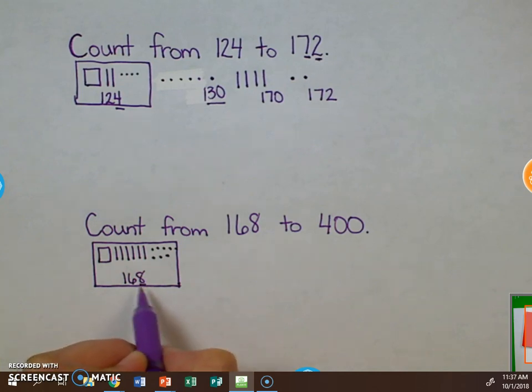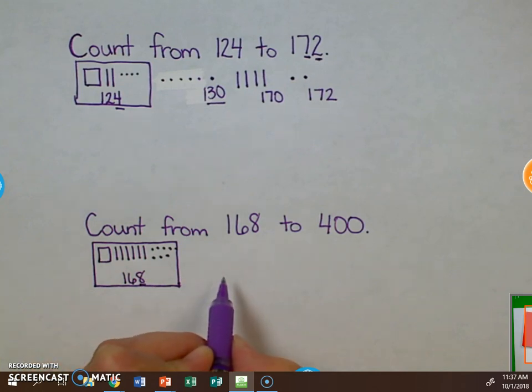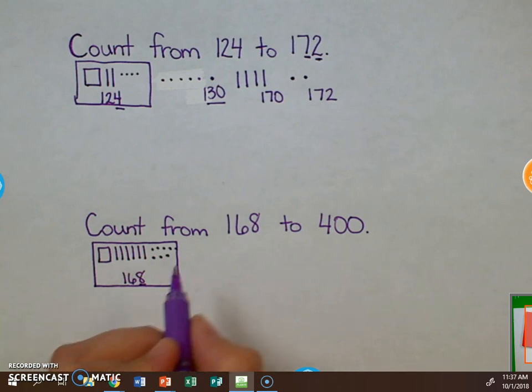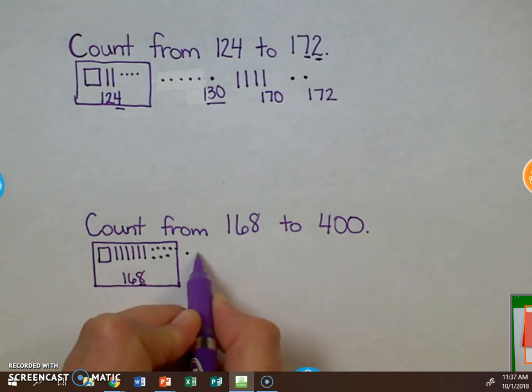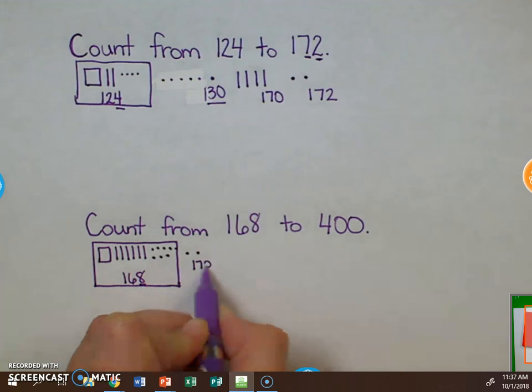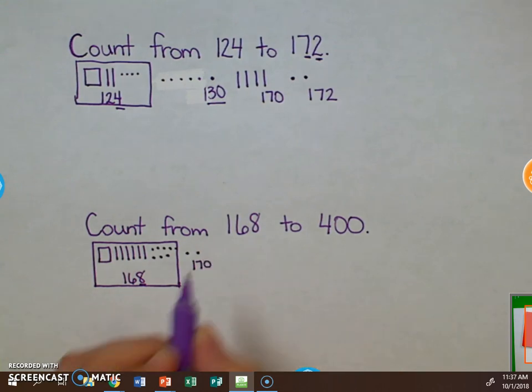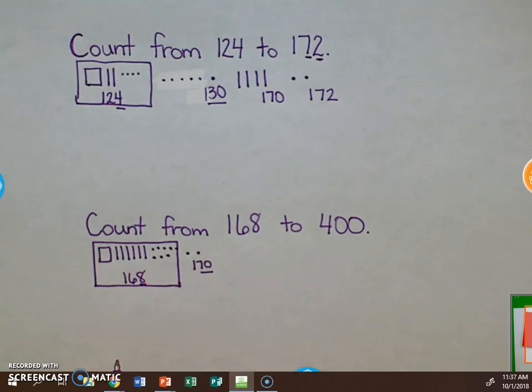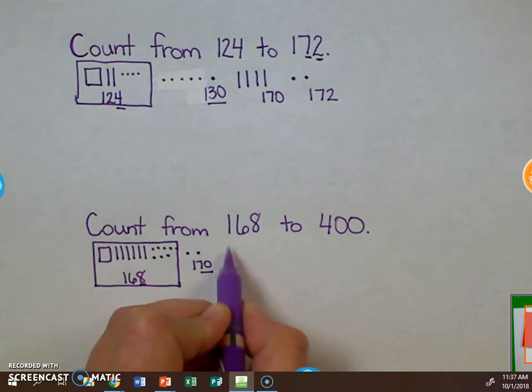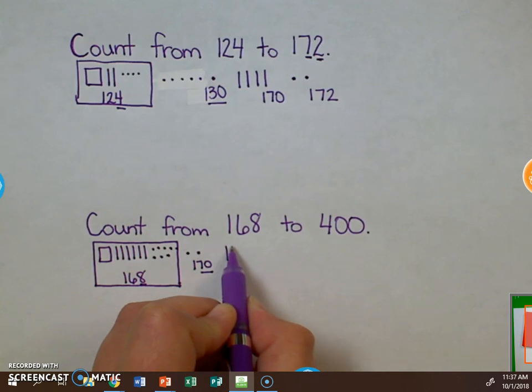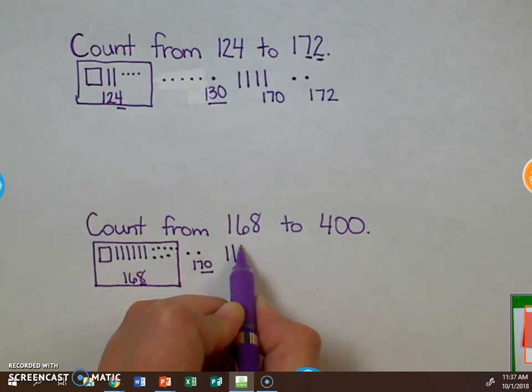Since we have ones, we want to continue with ones until we get to the next 10. 168, 169, 170. Now that we are at a 10, 170, we want to continue by tens until we get to the next 100. 170, 180, 190, 200.